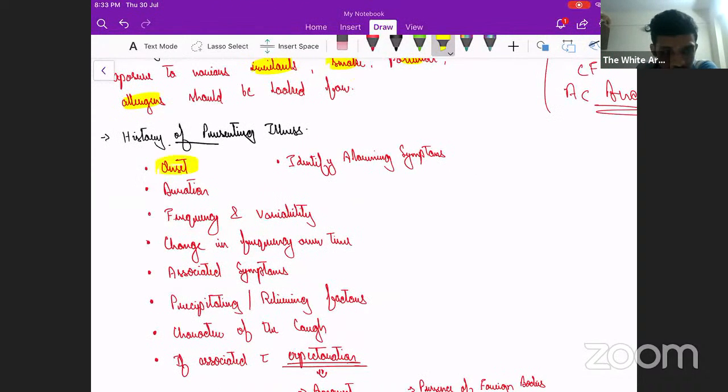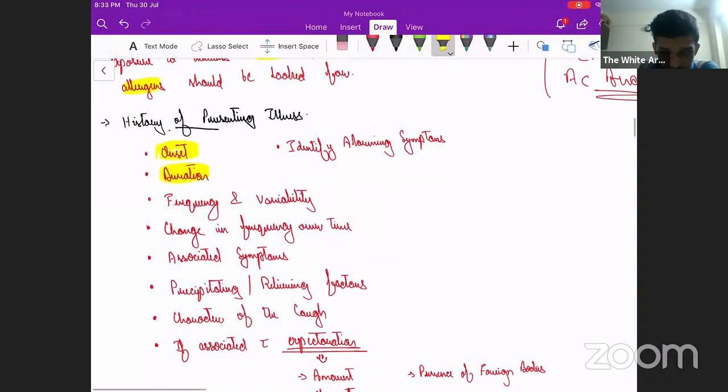First is onset. Second is duration. Next is onset, and do not tell sudden onset. If it is abrupt in onset, just mention. More than onset is change in frequency over time. This becomes more important in case of cough. Then followed by frequency of cough and any variability if it is present: postural, seasonal, diurnal, all those things.